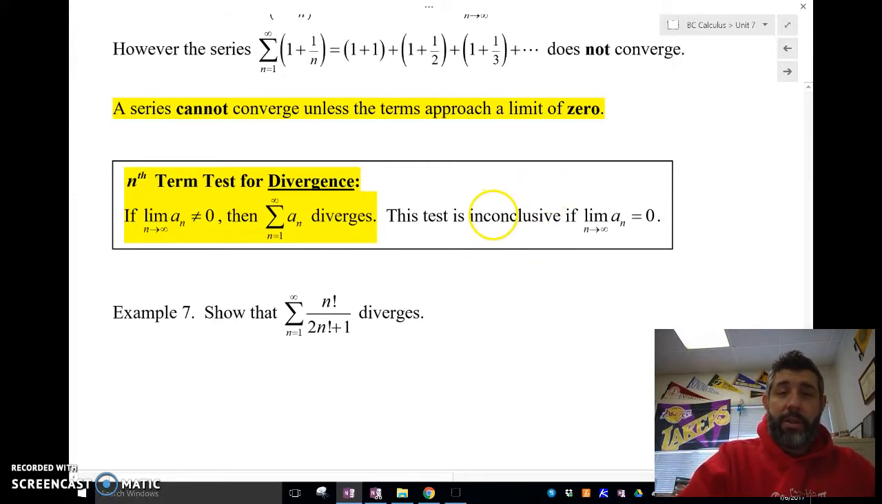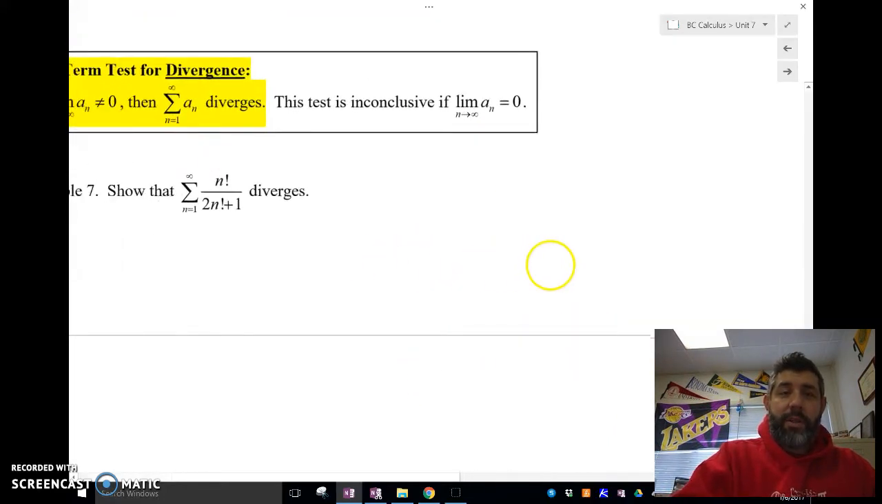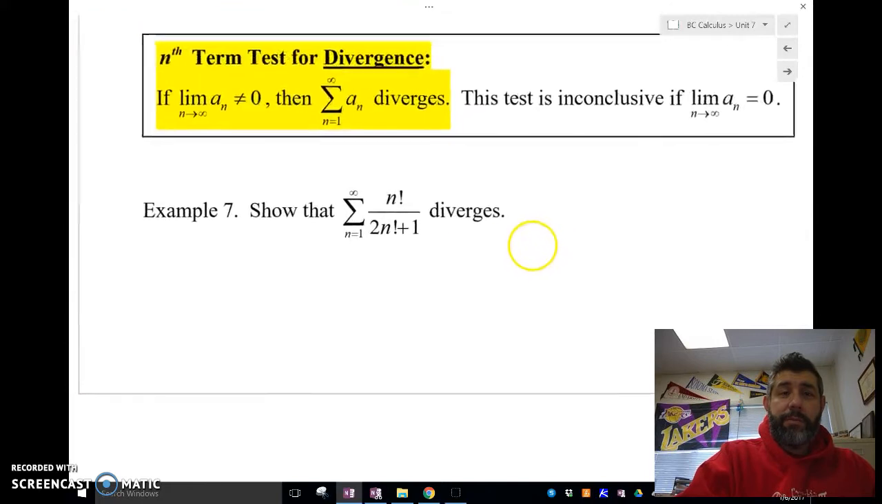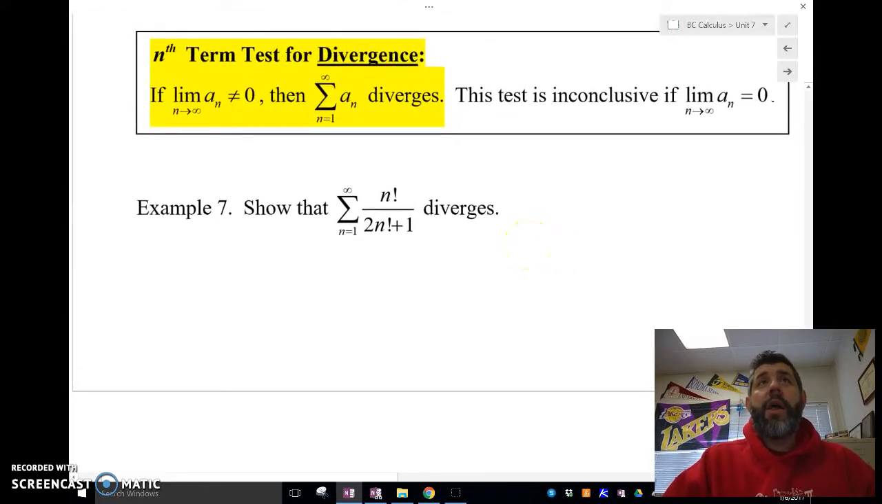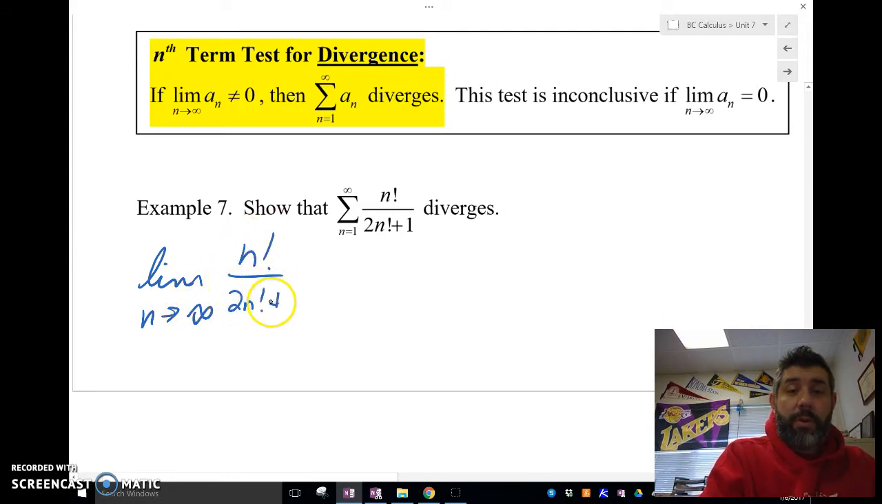All right, so let's go ahead and take a look at this example here, and we'll use the nth term test for divergence. So what we're going to do is take the limit as n approaches infinity of n factorial over 2n factorial plus 1. We need to simplify that.